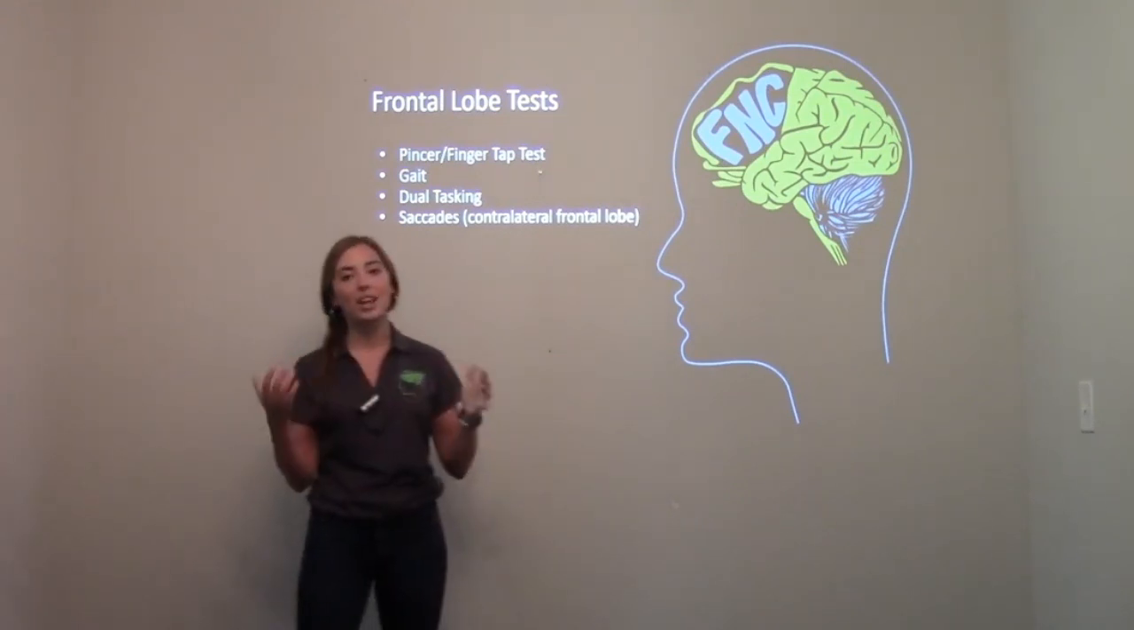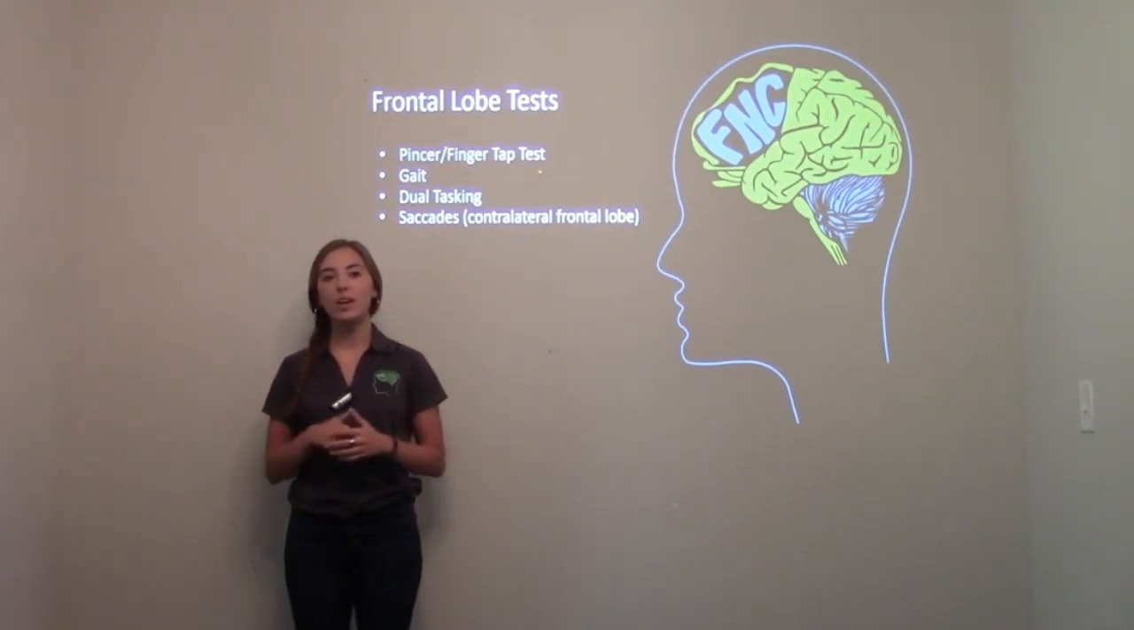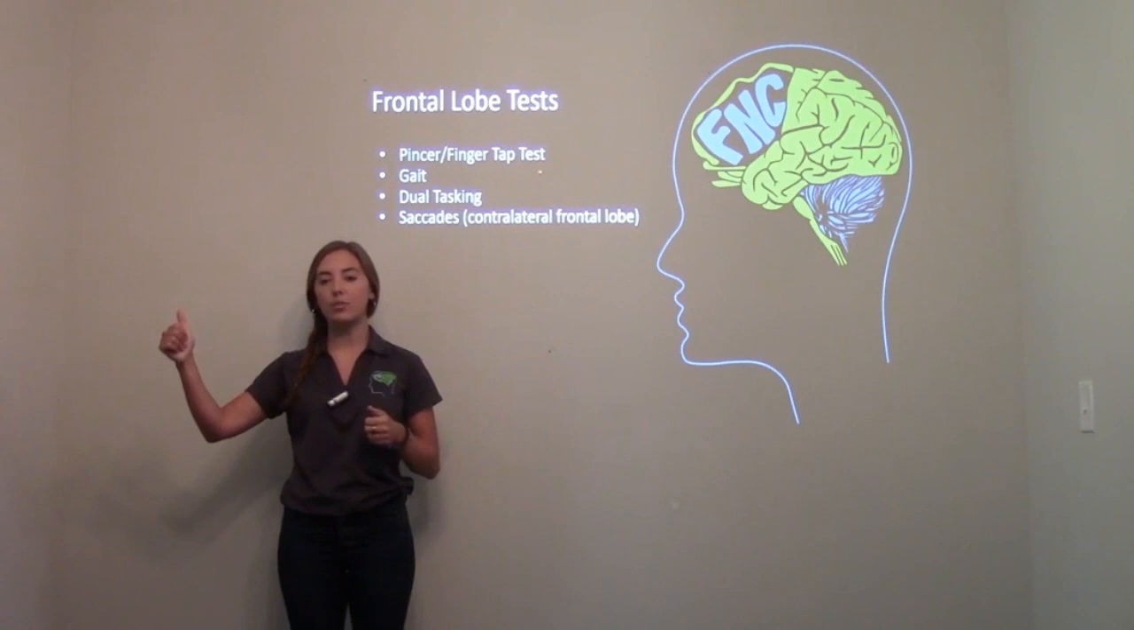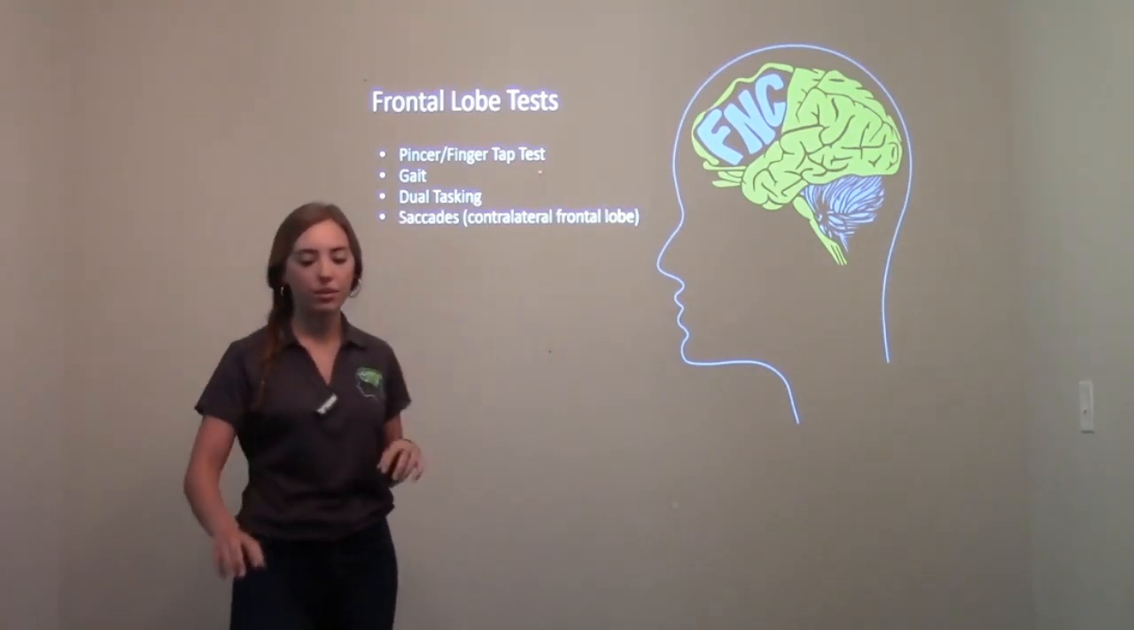Saccades, we're going to talk a lot about these next week, but that quick snapping eye movement, we like to say that if I snap my eyes to the right, it's associated with the contralateral frontal lobe, so it would be my left frontal lobe.